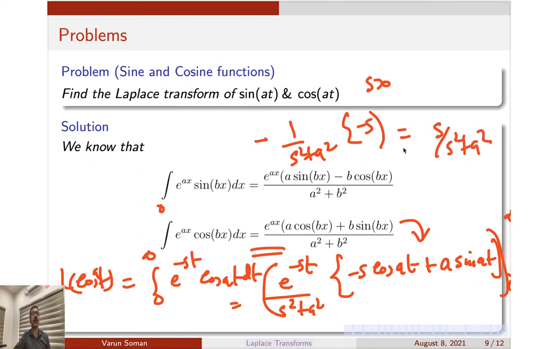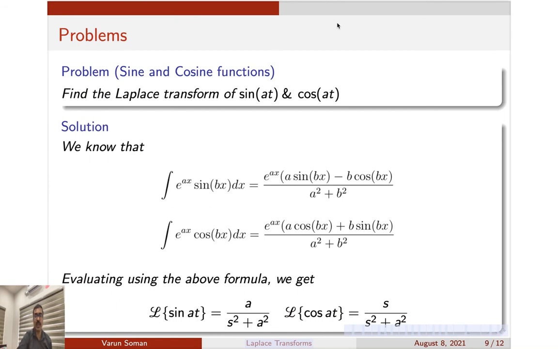In a similar way, you can apply this definition here, and you will be getting the value as a by s square plus a square. Don't take my word for granted, please try to do that, apply the definition and this value of the integral, and find the answer. Or you can also use the formula which I already told you, cos theta is e raised to i theta plus e raised to minus i theta by 2. That is how you find the Laplace transform of sin at and cos at.